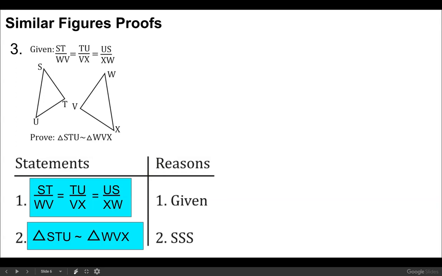We would need all three sides, though, to show that they are similar figures. You cannot just have two pairs of sides. It has to be all three pairs of sides to prove it by side, side, side. That's why there are three S's, because we need all three.